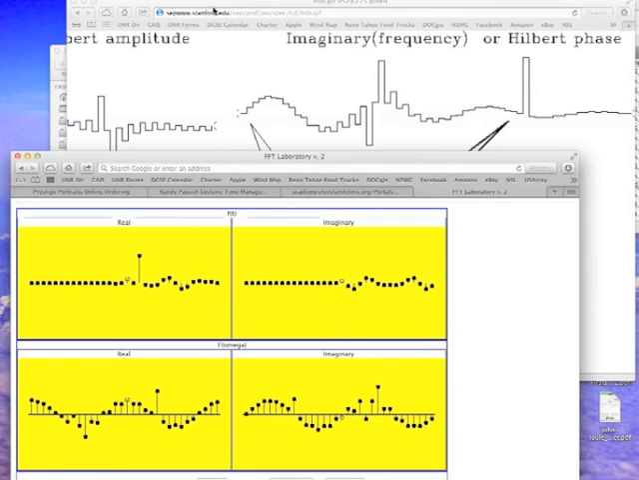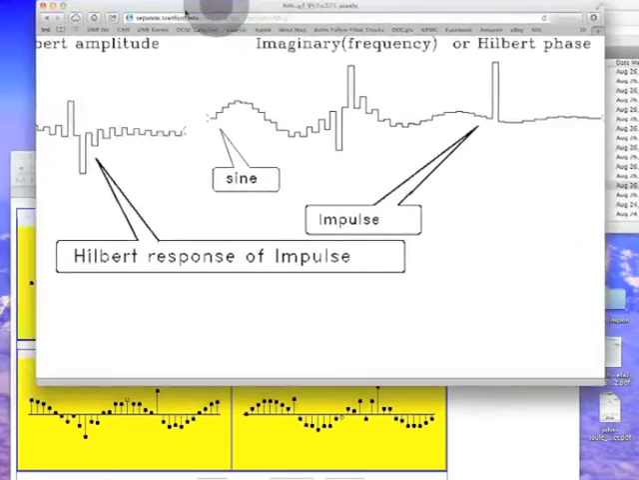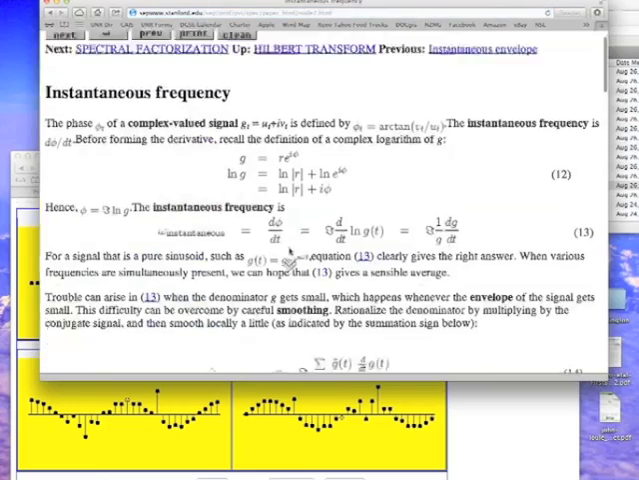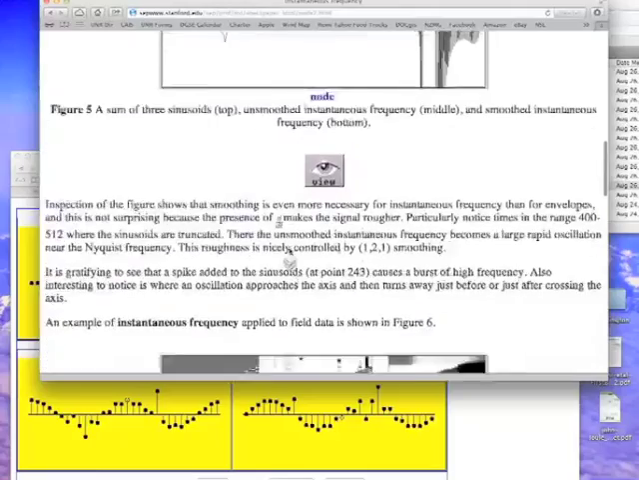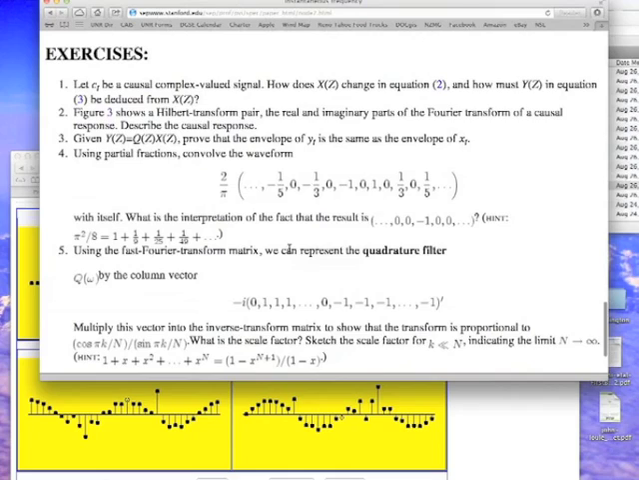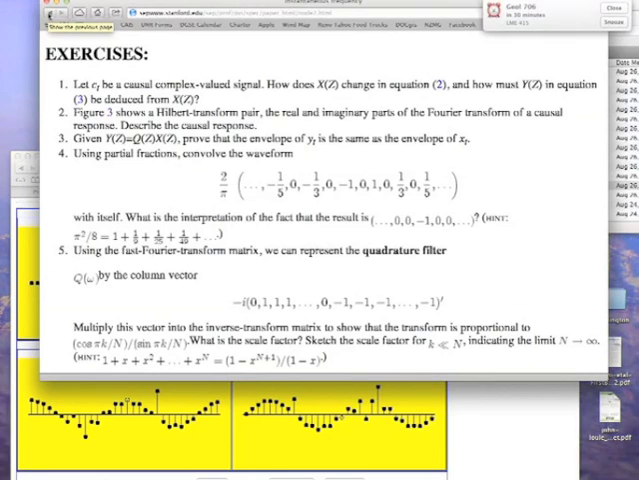Okay, so that's number three, which is number two on this page. And I mean, you can give me an expression for what the causal response is the sum of, or you can just describe it.